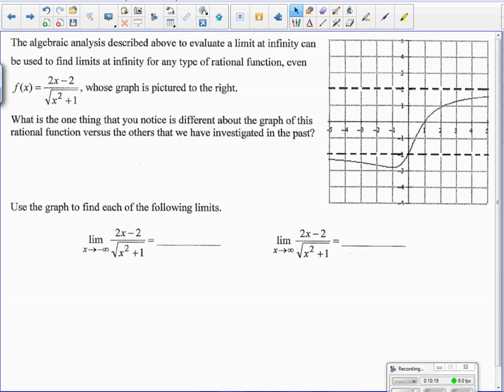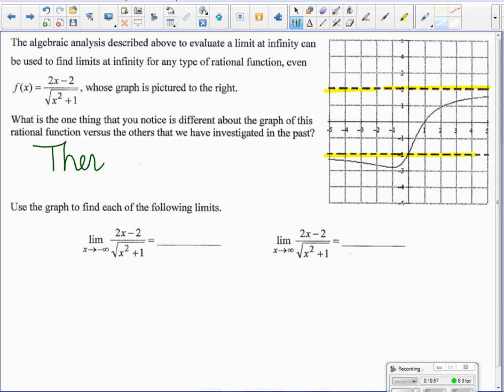Finally, we have this last graph. The algebraic analysis described above to evaluate limits at infinity can be used to find limits at infinity for any type of rational function, even those with radicals. And I have it graphed over to the right so you can see what the picture looks like. What is the one thing that you notice that's different about the graph of this rational function versus all those others that we've investigated in the past? Well, one thing I noticed, and I'm going to highlight it here, is I have an asymptote up above and I have this asymptote down below. So it looks like we have two asymptotes here.